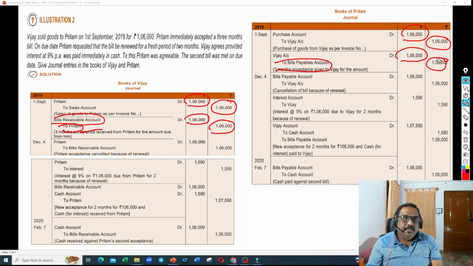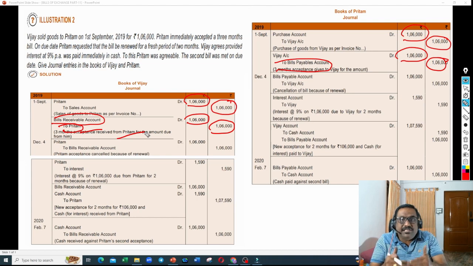Then what happened? Pritham went and approached Vijay. Vijay, I am not in a position to pay this bill amount. He approached him after 3 months and told him, can you please extend this to another 2 months? Vijay said, I'm fine, provided you pay me 9% interest immediately by cash. So for that, Pritham agreed. Now he agreed to extend 2 months. That means the bill we have written here, the 3 months bill, has to be dishonored. That is the meaning of it.